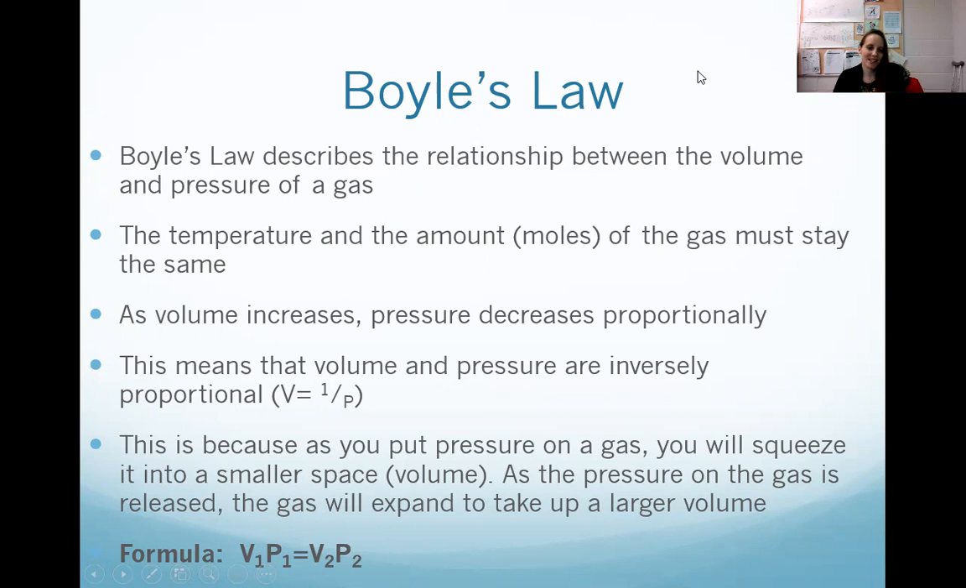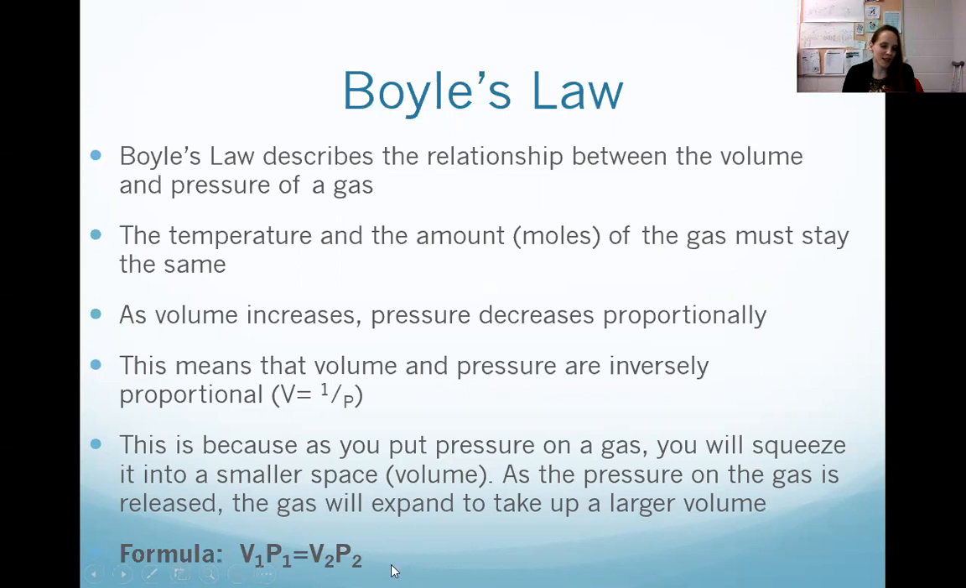So what that means is that volume and pressure are inversely proportional, or as one goes up, the other goes down. And this is because if I put pressure on a gas, I am squeezing it into a smaller volume. If I release that pressure, it will expand to take up a greater volume.